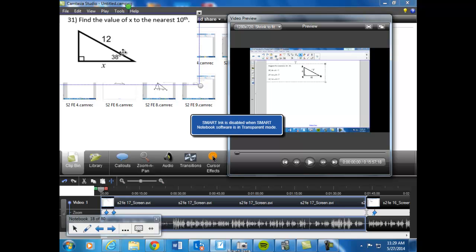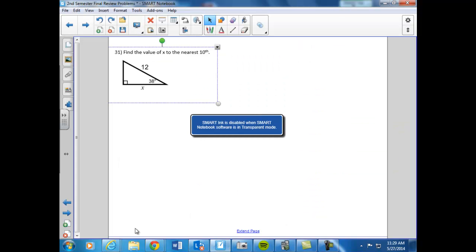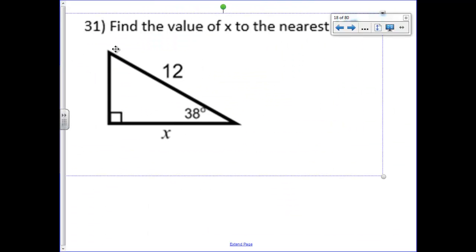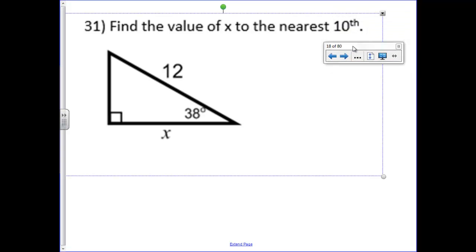Okay, for number 30, or 31, find the value of x to the nearest 10th. So this requires you to use the trig that you have learned to solve the triangle. So which trig function in relationship to angle 38 that measures 38 degrees? I have two sides. What are they? One is the adjacent, the other is the hypotenuse. So what trig function involves the adjacent and the hypotenuse? Cosine, right. So cosine of 38 degrees is equal to x over 12.